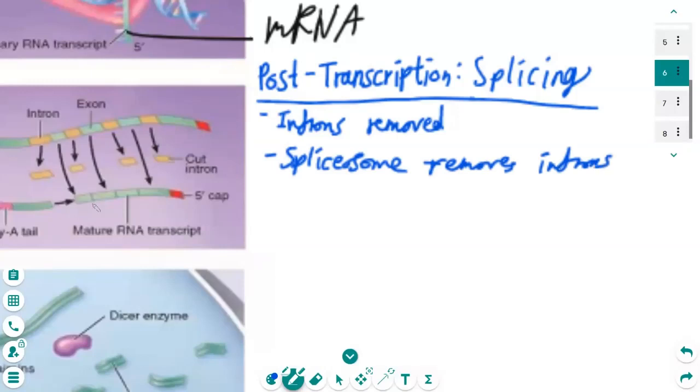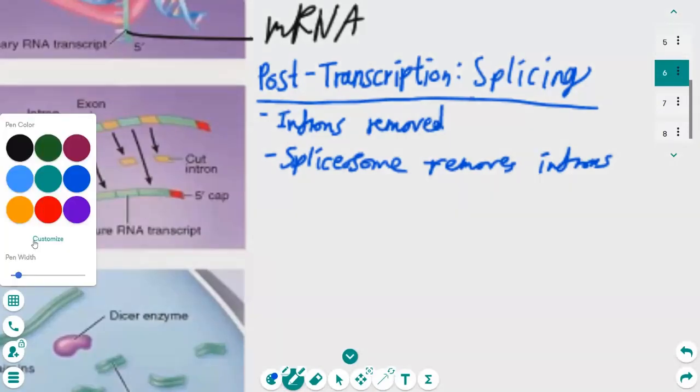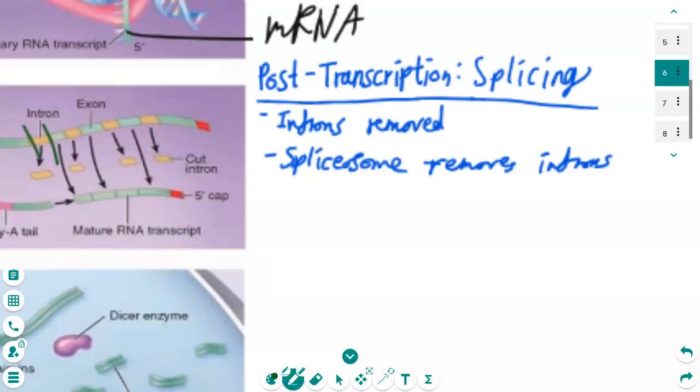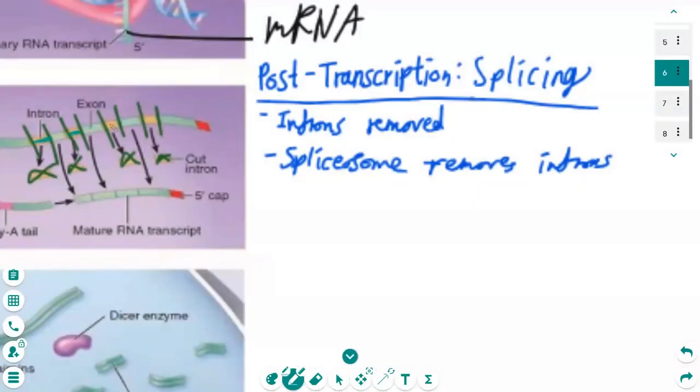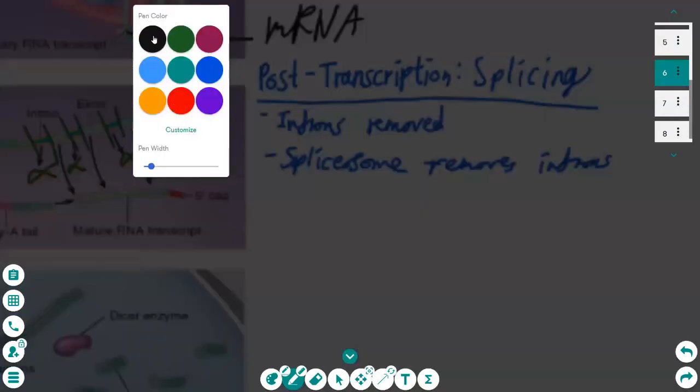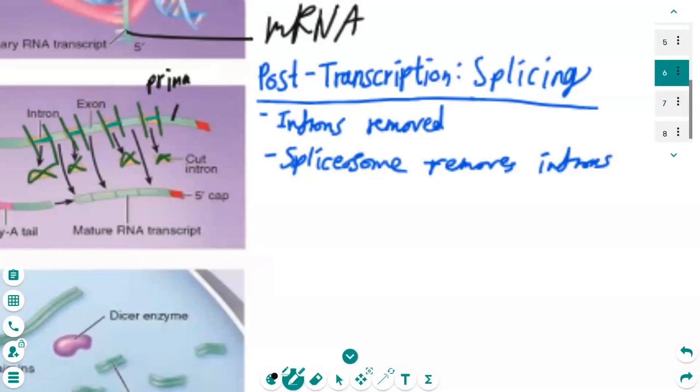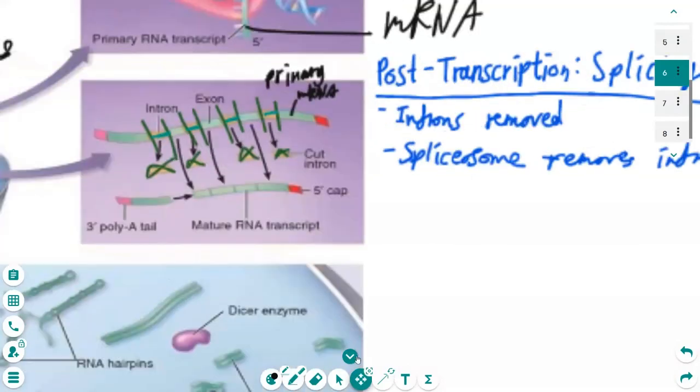And then what you have here, this is a diagram saying that the spliceosome will just remove that intron, and then that intron, and then that intron, and then that intron. So you remove these introns. And then you stick all the exons together. And that is where you get something called mature mRNA. So this resulting mRNA here is called the primary mRNA, and this is, as it says here, mature mRNA.